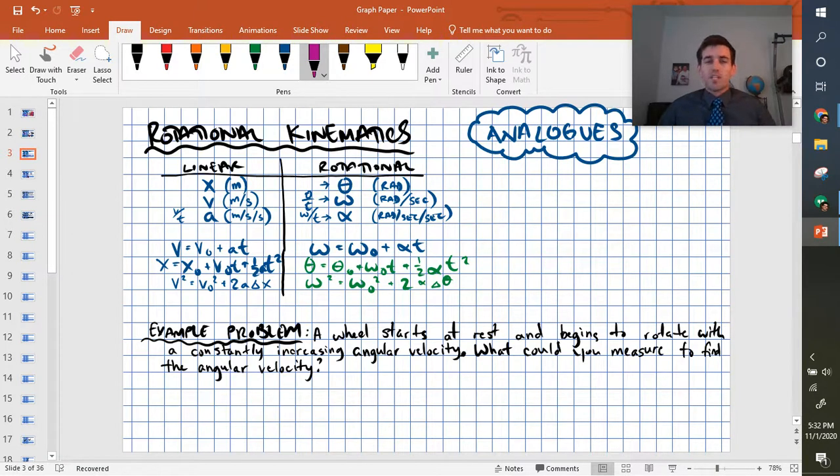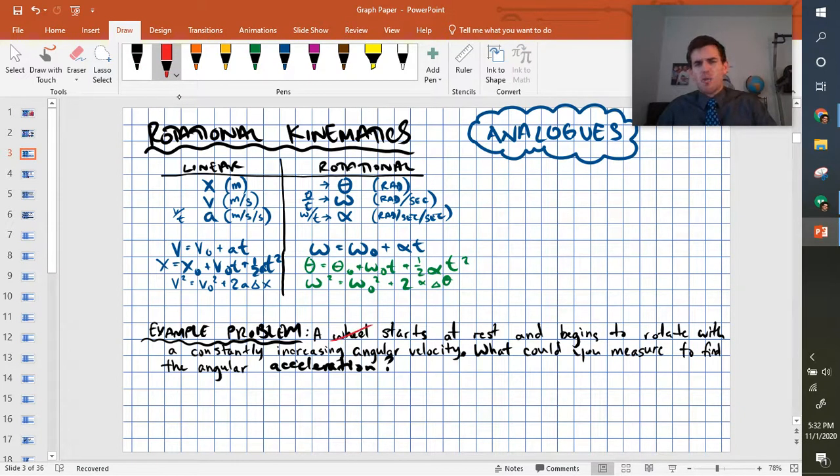velocity. What could you measure to find the angular, oh, that's not the right word, that should say acceleration. My bad. Let me fix that real fast. Acceleration. Great. So I'm going to get rid of the terms that have to do with rotational stuff.